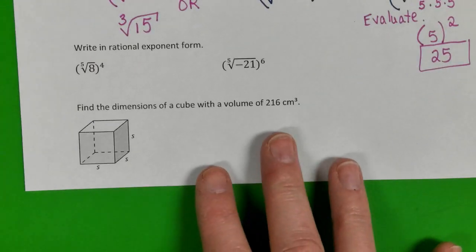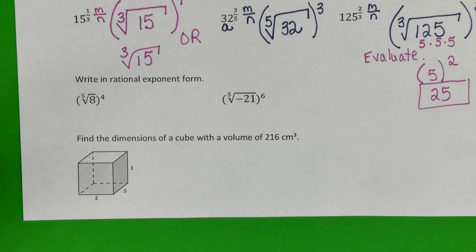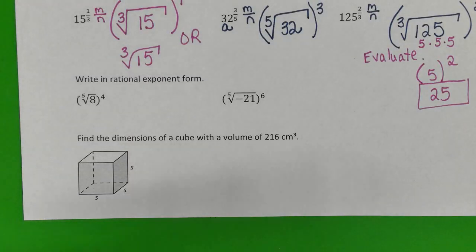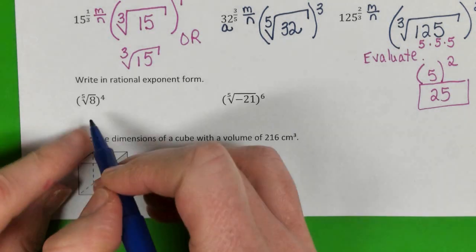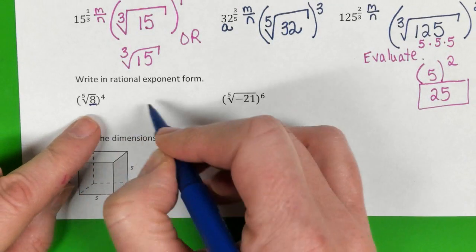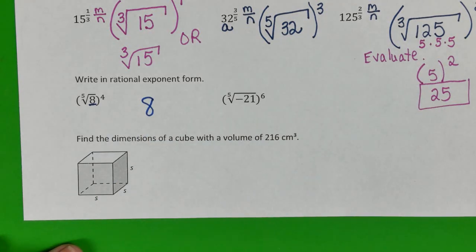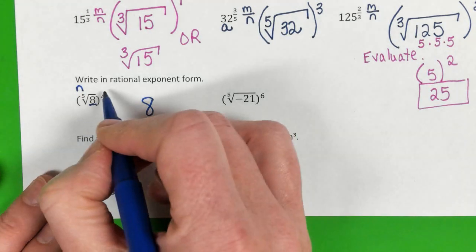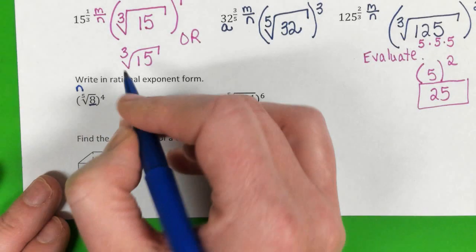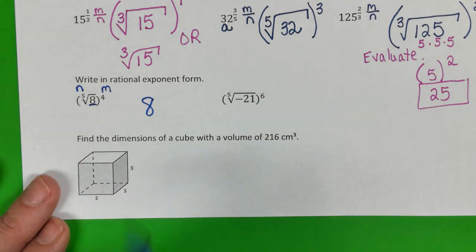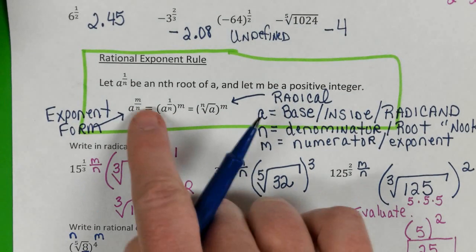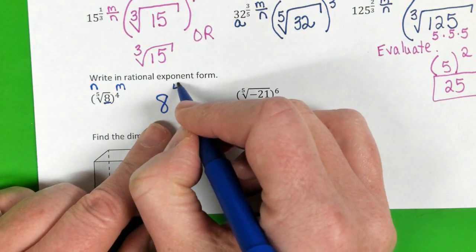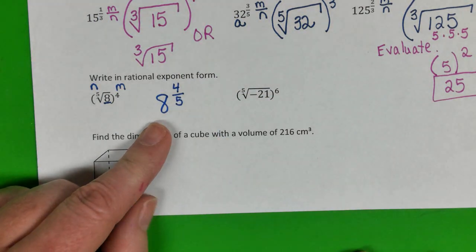Okay, so now let's go from radical form to exponent form. Okay? So we know that our base is 8. And then remember, the 5 is in the nook, so it's our n, and this is our m. And so our exponent, remember our exponent is supposed to be m over n, so all I have to do is write 8 to the 4/5.